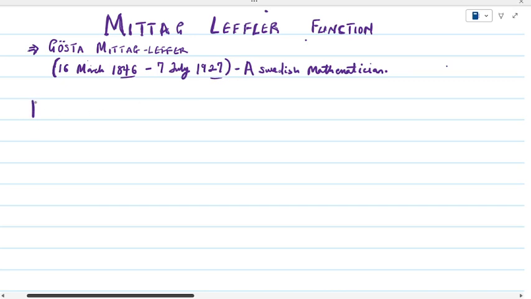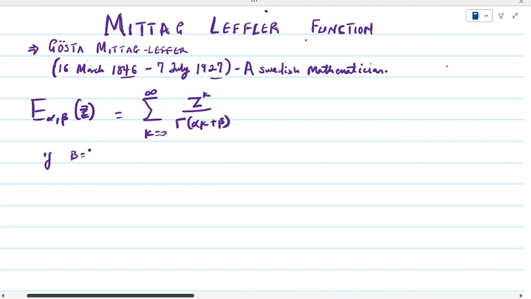So we have our Mittag-Leffler function of alpha, comma, beta, of the function z, which gives us the summation k equals 0 to infinity of z to the power k over gamma of alpha k plus beta. So if our beta is equal to 1, then we also have it as E alpha comma 1 of z.